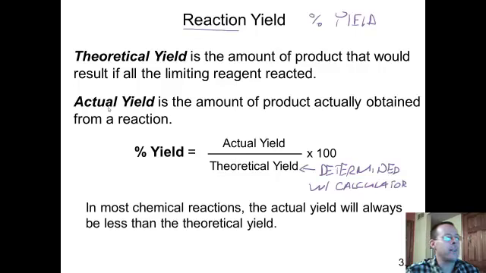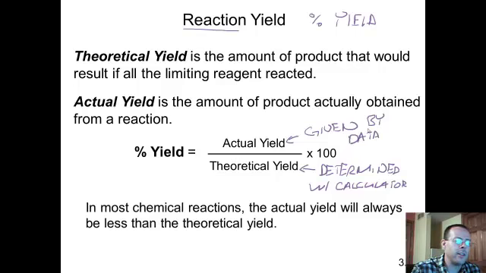Actual yield is the amount of product actually obtained from a reaction. So actual yield is typically recorded in lab, or we might just say given by data. Okay, we might still need a calculator. It's going to be this minus this, or something really easy. And percent yield is simply actual yield, what we get from lab, divided by theoretical, what we could theoretically do if our calculations were perfect.